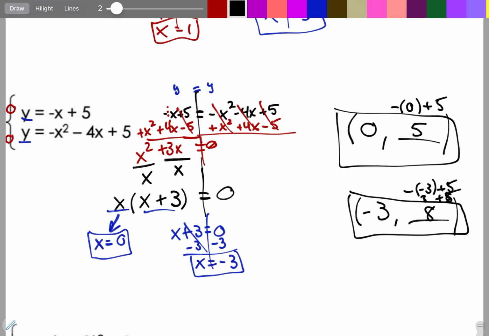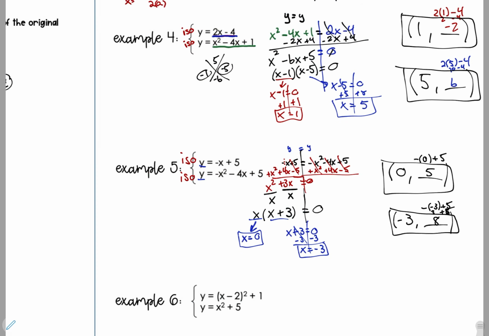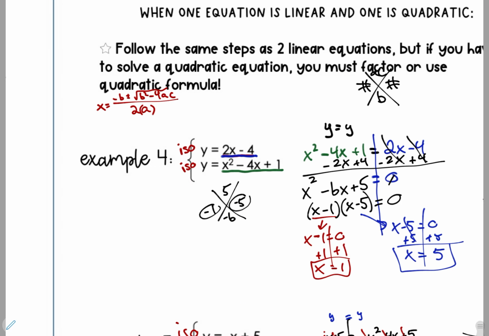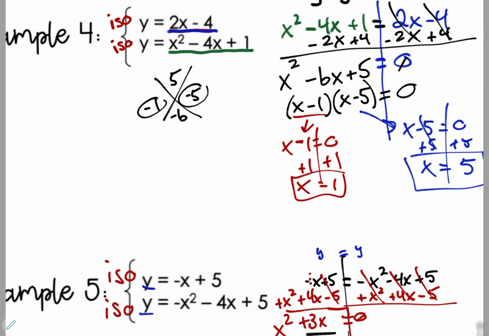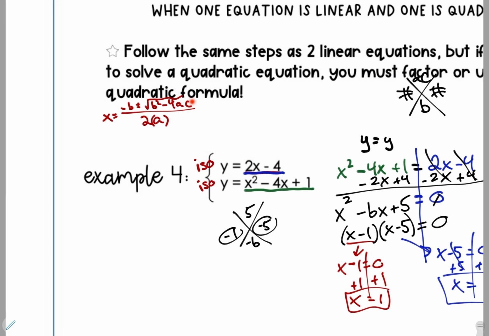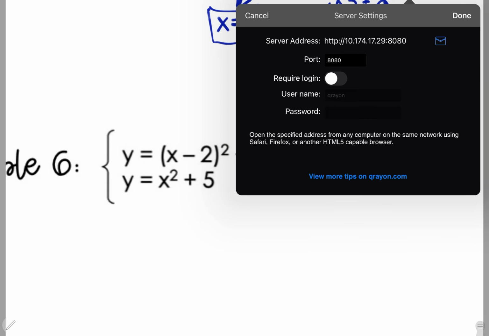Easy money. I just got to find these guys, though, all right? Remember, you can use factoring or you can use the quadratic formula. Again, when you're here, you got to know that your c value is 0 if you're going to use the quadratic formula. All right? One more.